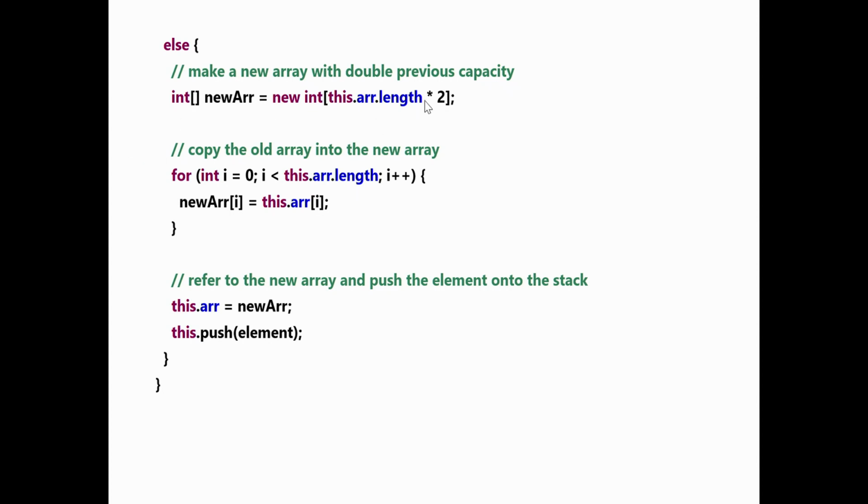Okay, so I'm going to double the capacity of the array by making a new array. Now I want to copy all the elements from the current array into the new array. I can do that using just a loop, starting at index 0, copying the elements from this array into the new array. So easy peasy. Now make our field, this array, refer to the new array. And now I can add the element to the end of the array. Sorry, not to the end. I can add the element to the top of the stack, sorry.